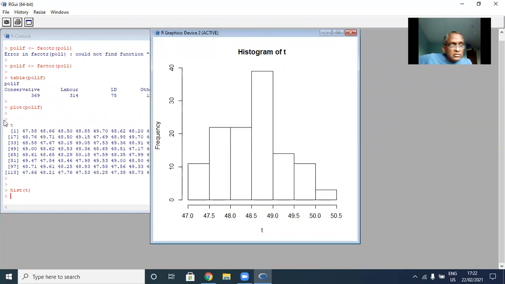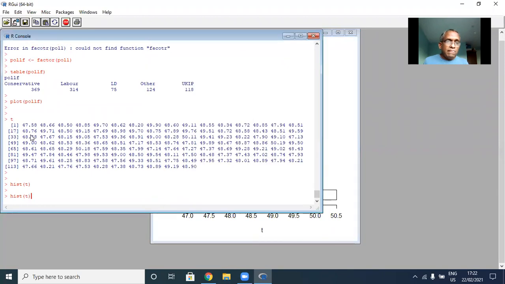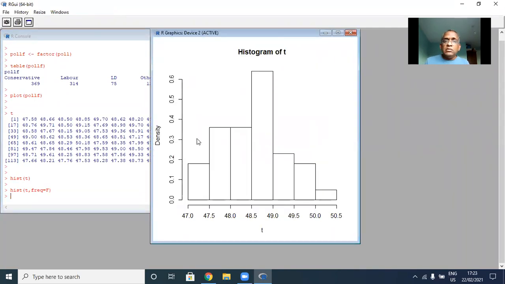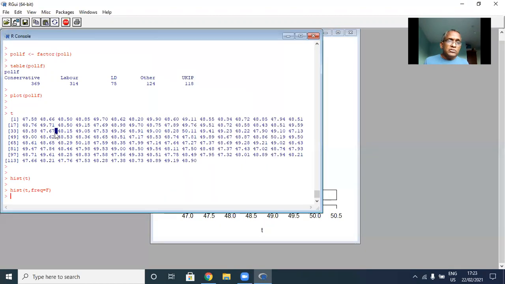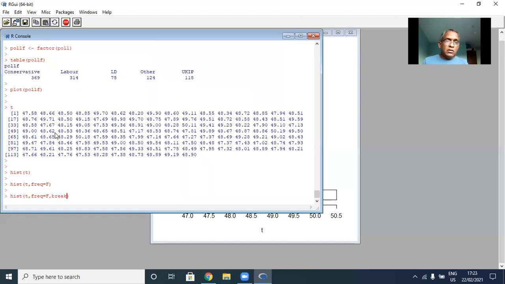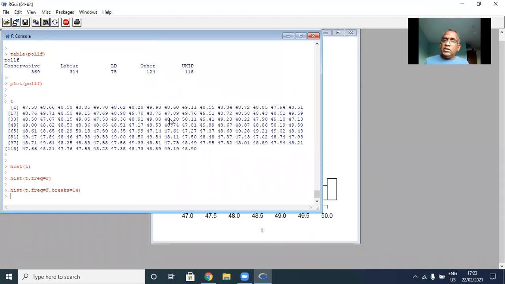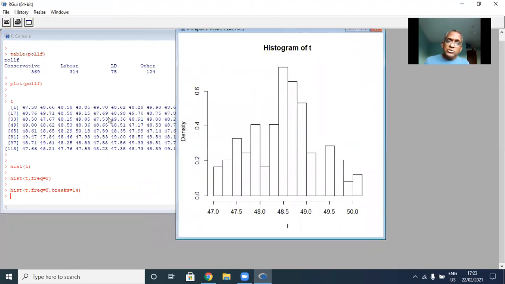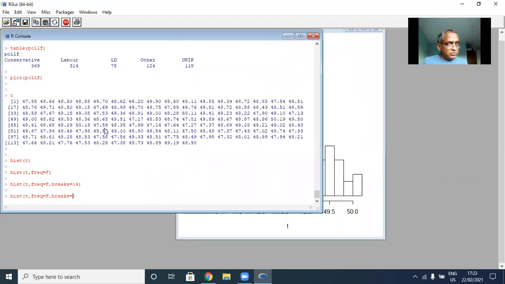Now, if you want it in the density scale, what you need to do is the following. You say frequency equal to F for false. So now the y-axis is on the density scale, right? And you can also determine how many breaks you want on the x-axis. So for example, if you set breaks equal to 14, you will have 14 breaks on the x-axis. And you can choose the interval for each break by specifying, again, using the breaks command.